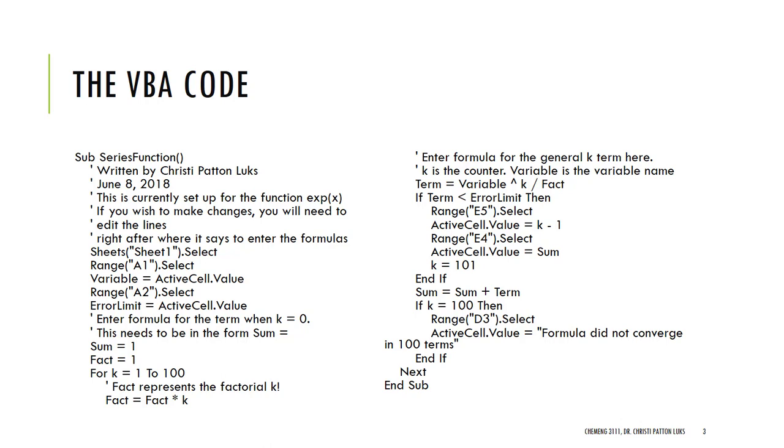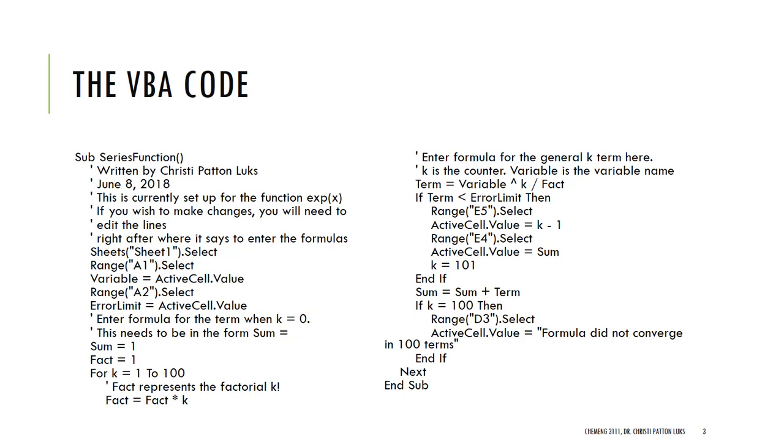Then we're going to put in our formula for our series. Now in this case, I've set it up so that we are doing just the exponential function. I start with telling it what to do when k is equal to 0. In this particular case, the first term is 1, and so I just simply say sum equals 1. But if you had something different for your 0th term, then you would put that sum equals whatever that was. Now I also need to do factorial, so I set a starting value of the factorial for k equal to 0 as 1. And now I begin a loop.